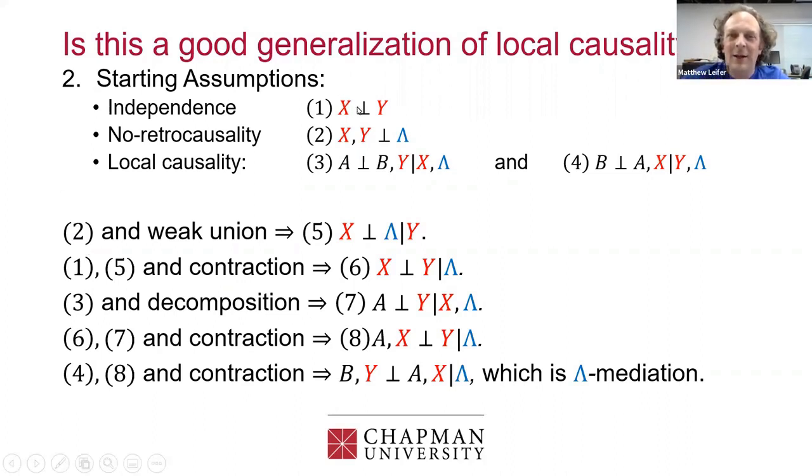Okay, so we have that we've specialized the case where x and y are independent. We have the no retrocausality and/or measurement independence and the local causality. And then by a series of steps, you can go from there to lambda mediation.